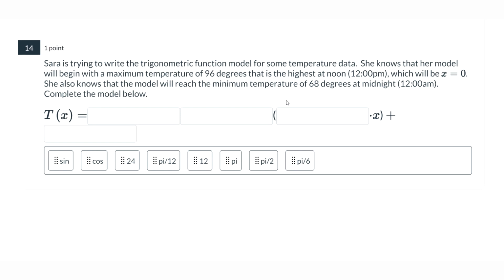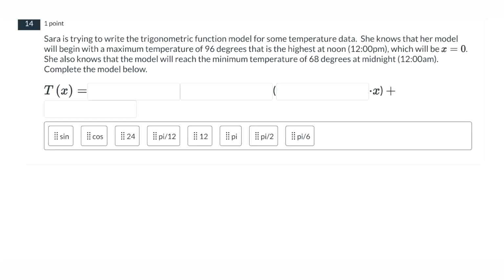And lastly here, Sarah's trying to write the trigonometric function model for some temperature data. She knows that her model will begin with a maximum temperature of 96 degrees. That is the highest at noon, which will be x equals 0. She also knows that the model will reach a minimum temperature of 68 degrees at midnight. Complete the model below. Okay, well, there's some information given to you that you can choose from.